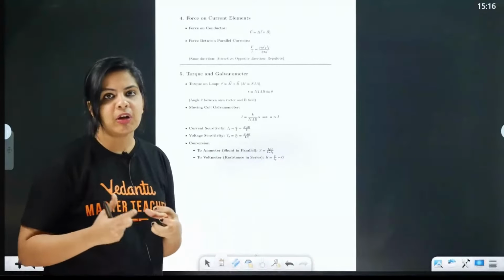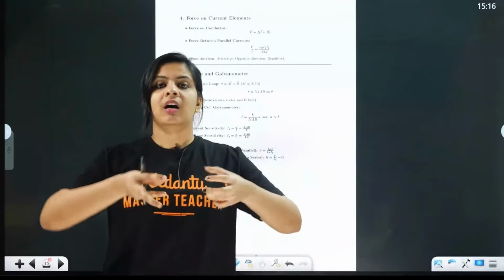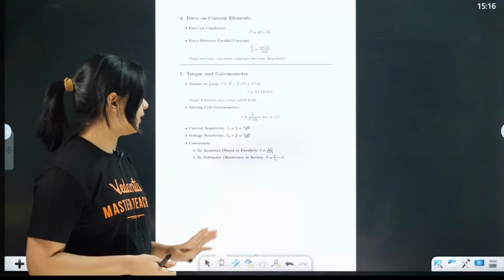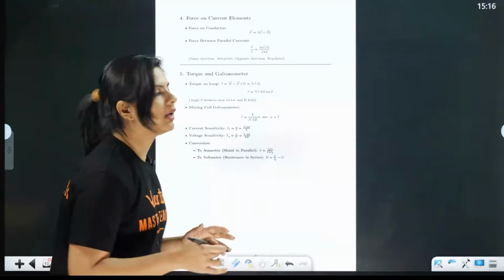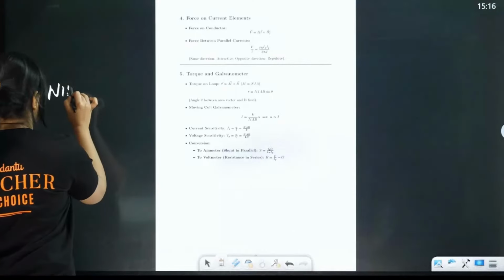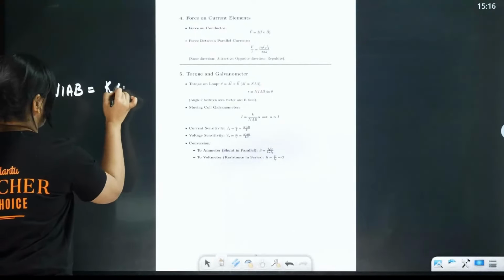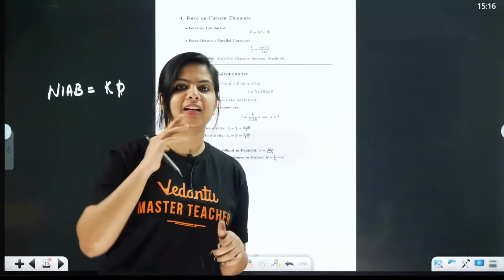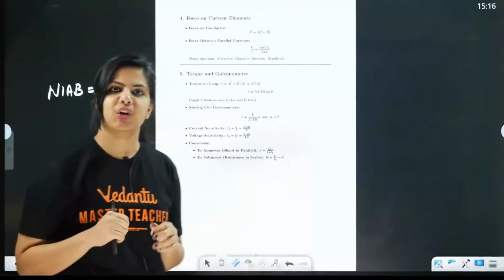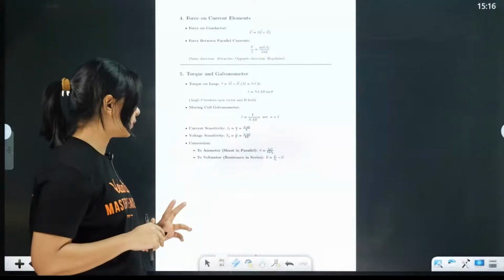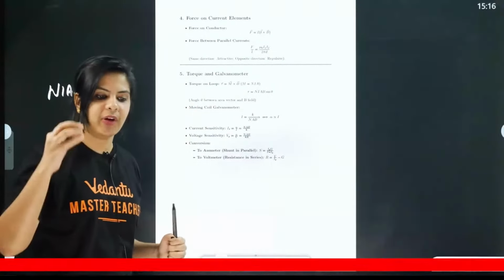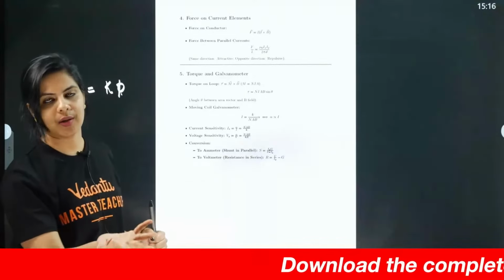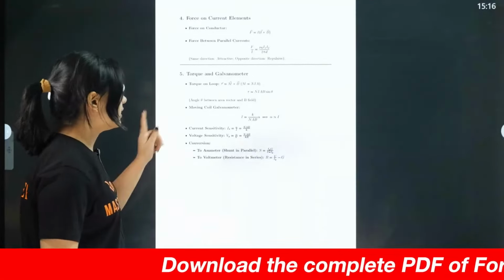So in the moving coil galvanometer, it will experience a restoring torque. I'm representing that restoring torque as K phi. So we can equate NIAB to K phi. Now you can make a relation: the deflecting angle is proportional to the current flowing through the circuit. That is its principle. Okay, so the principle is very simple. Whenever we keep a coil inside an external field, it will experience a torque. That is its principle.